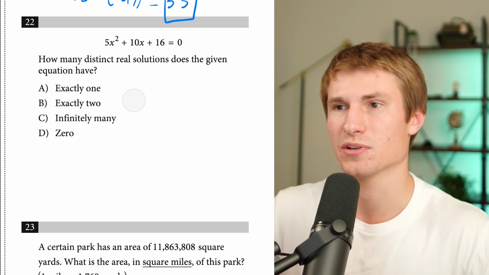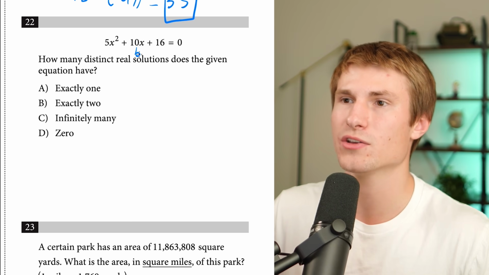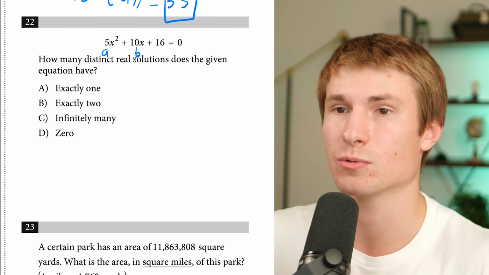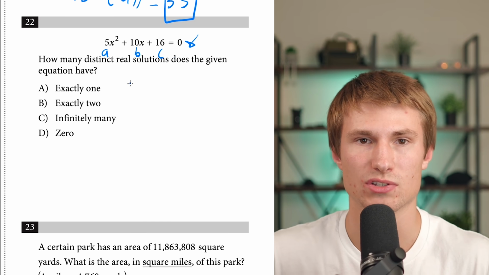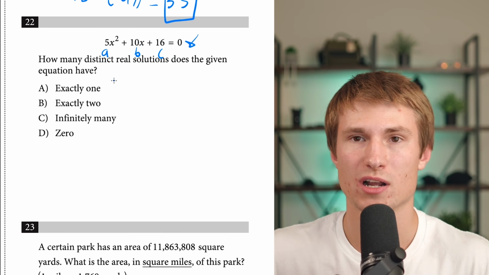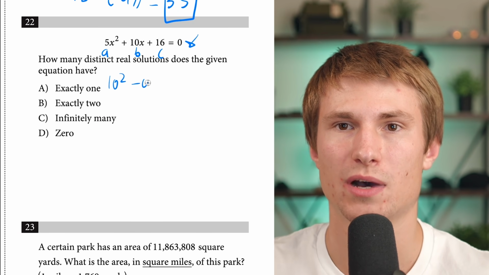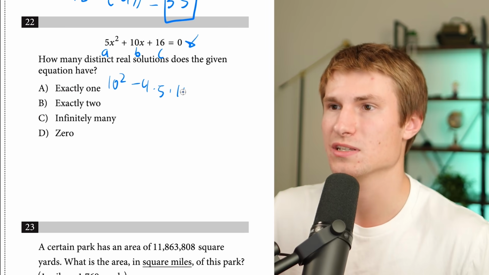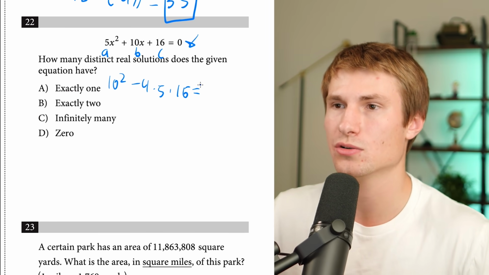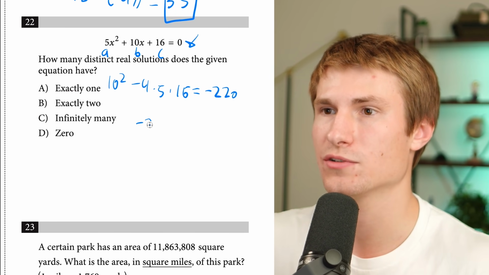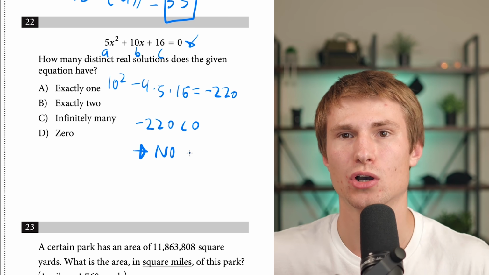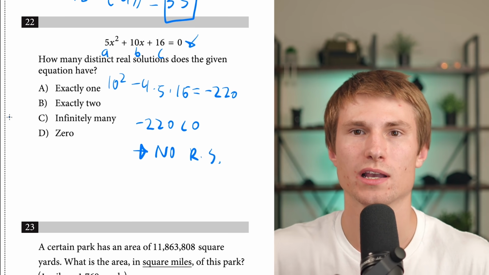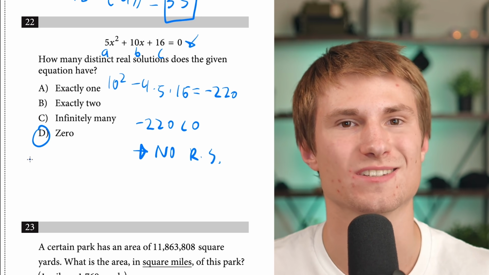Okay, now that we've gone over the value of b squared minus 4ac and what that means for the number of real solutions, let's go ahead and calculate it. So your b value is what's in front of the x. Your a value is what's in front of your x squared, and your c value is your constant. Keep in mind it must be set equal to 0 for this to work. So b squared minus 4ac, our b value is 10. 10 squared minus 4 times 5 times 16. What does that equal out to? That is going to equal out to a negative 220. We know that is less than 0. Therefore, we must have no real solutions. So our answer is going to be D, 0. There are 0 real solutions.